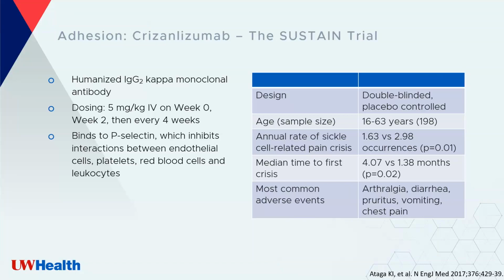So I noted here the SUSTAIN trial, which helped to establish the clinical outcomes and establish some of these rates, right? Annual rate of sickle cell related pain crisis, median time to first crisis, and most common adverse events here. All were deemed to be positive, in contrast to placebo, which is where the efficacy and safety data came from, primarily from the SUSTAIN trial, which helped to garner the FDA approval of crizanlizumab.